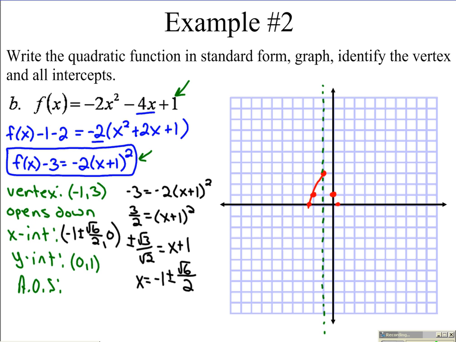Connect those points. There's your parabola. Axis of symmetry, last thing we need to identify is that x equals -1.